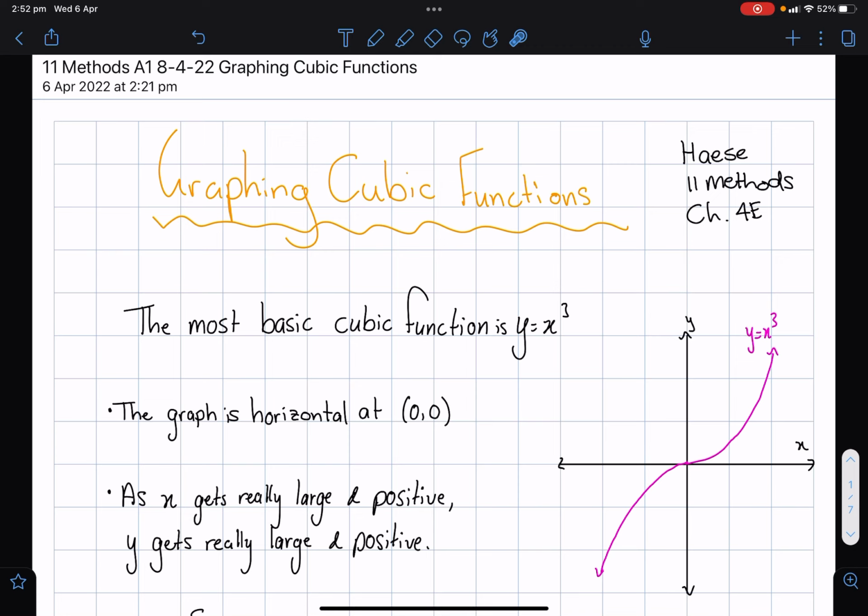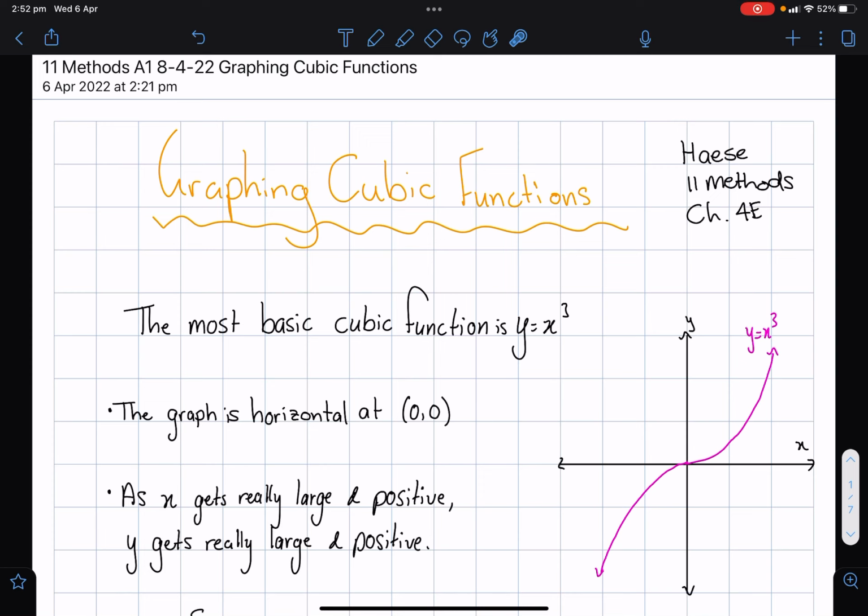So today we are continuing on with our polynomial work, more specifically cubic work. In the previous video we looked at solving cubic equations. We're now moving on to graphing cubic functions. So this is now looking at chapter 4E in the Hazy 11 Methods textbook. We'll get straight into it.